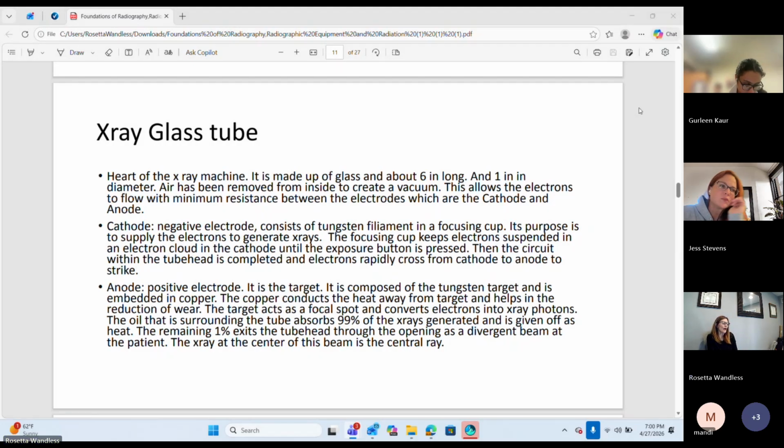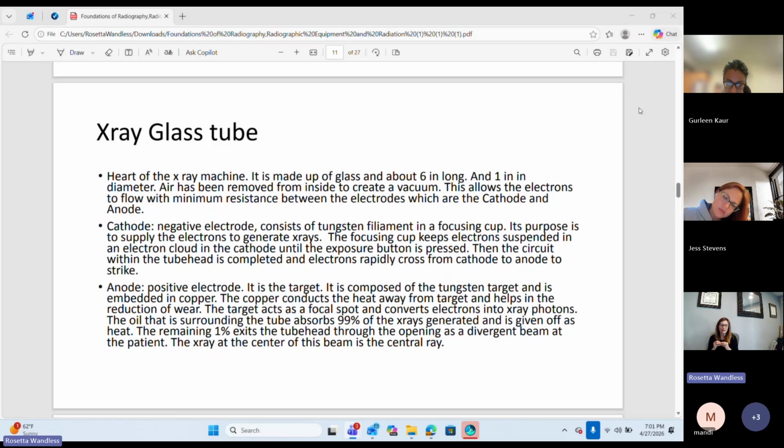Now, the focusing cup again is going to hold back or secure or suspend those electrons in that cloud where that tungsten filament is until we're ready to press our exposure button. Once that happens, our focusing cup comes down, and those electrons go to the other side of the electrode, which is the positive electrode, and that's the anode, A-N-O-D-E. That's the positive portion of the glass tube.